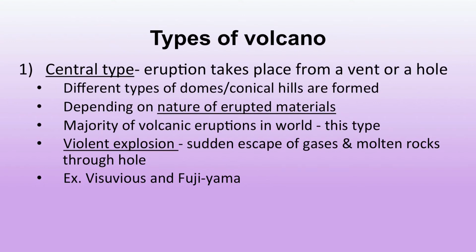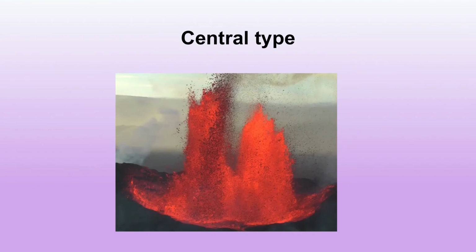The majority of volcanic eruptions in the world are of this type, that is central type, and violent explosions also take place when there is sudden escape of gases and molten rocks through this hole. Examples of such type of eruption are Vesuvius and Fujiyama. You can see the example in the picture, the central type, it's violently erupting.